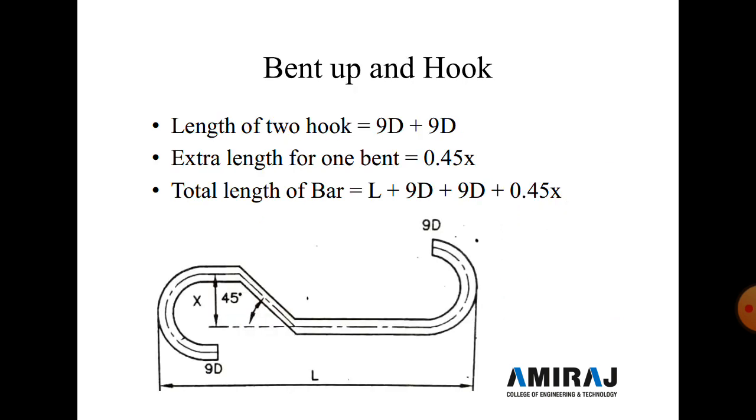Next we calculate the bent-up bar with hooks for a steel bar. The two hooks are 90 degrees on both sides, and the extra length for the bent-up is 0.45x. How we get 0.45x we discussed on the last slide. So the total length of the bar is equal to L, the total length, plus 9d plus 9d for the hooks on both sides, plus 0.45x for the bent-up.